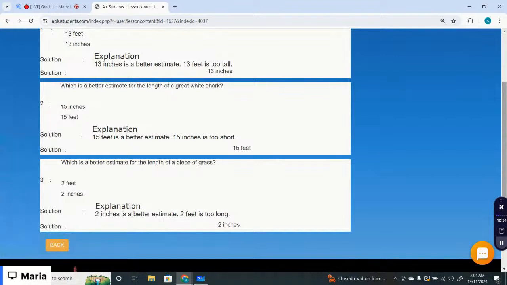Which is the better estimate for the length of a piece of grass? So which is the correct option? That is a piece of grass, so it would be 2 inches because the foot is a bigger unit, right? So it would be 2 inches. The correct option is 2 inches.